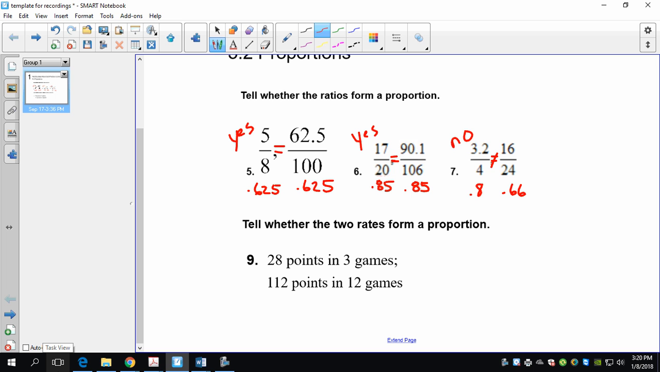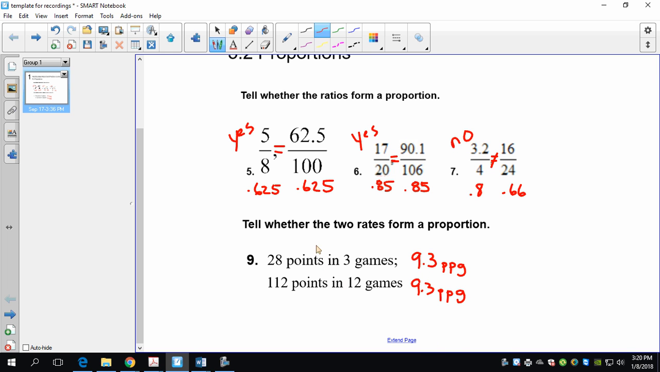Now for number 9 on 5.2, it's the same type of problem. It says tell whether the two rates form a proportion. If you score 28 points in 3 games, you score 9.3 points per game. So points per game. And if you score 112 points in 12 games, you also score 9.3 points per game.